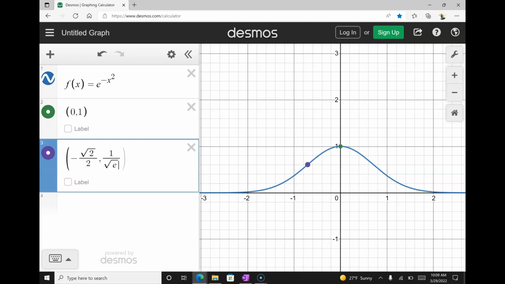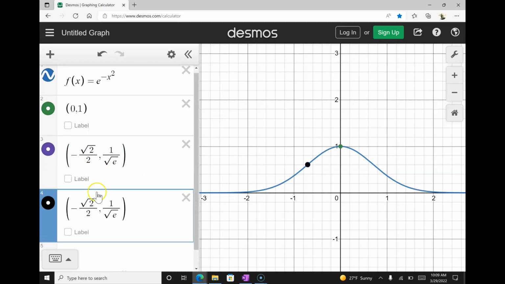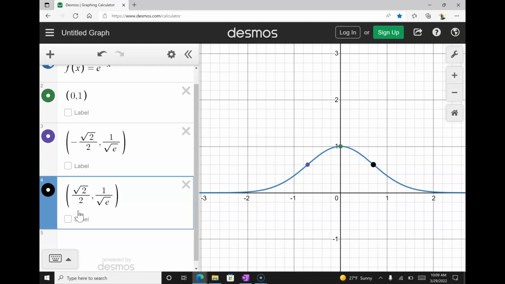Ha! I love it. I love it when I get things right. And I'm lazy, so I'm going to copy that and put it in my other one and take the negative out from my other inflection point. Yes!